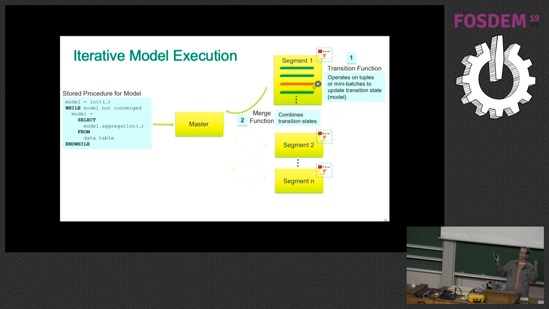So the merge involves collecting the weights and the gradients from the model state from each of the worker nodes, combining it together. Then for a particular operation, there may be a final function that's done, and then you iterate. So then you rebroadcast your weights, you go through another epoch of your data, and you do that either for a fixed number of iterations or until you converge. So it's this idea of iterative model execution for distributed systems.